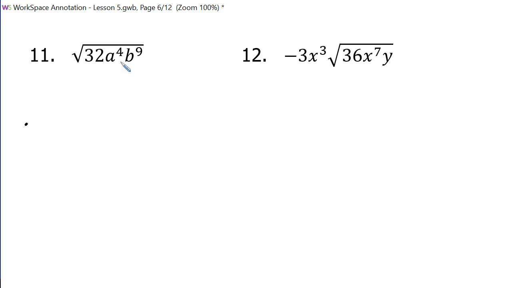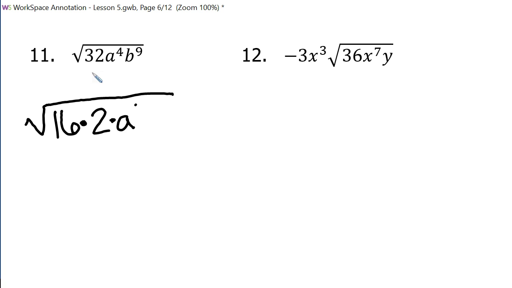Largest perfect square for 32? 16. If you use 4, that wasn't the largest one. So 16 times 2, a to the 4th is good because it's even. But how do you break up b to the 9th? b to the 8th times b to the 1st.